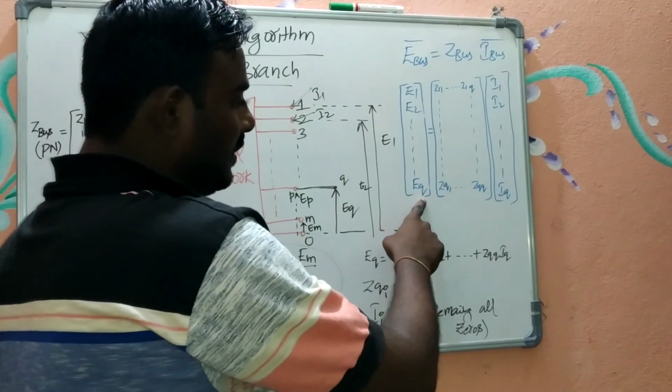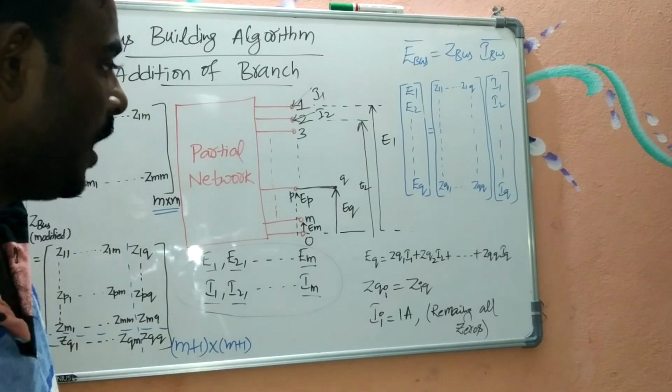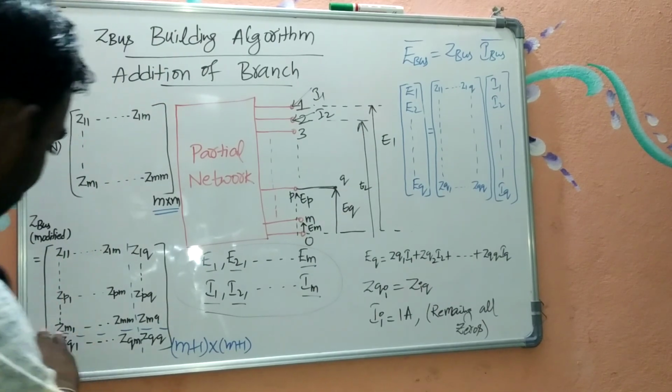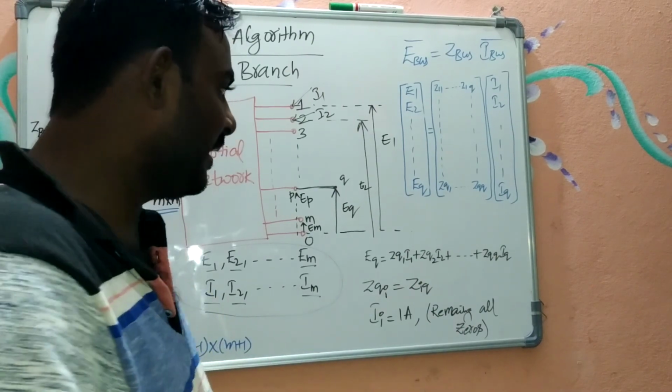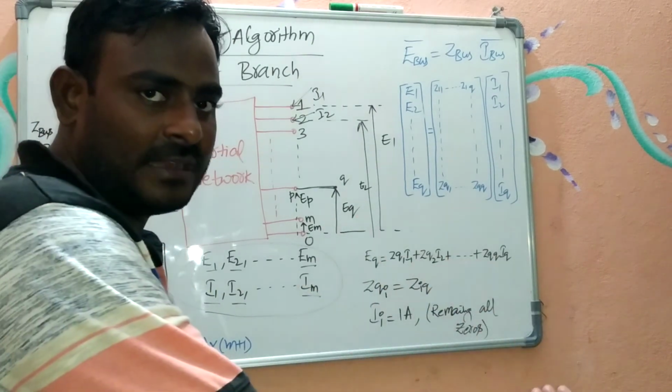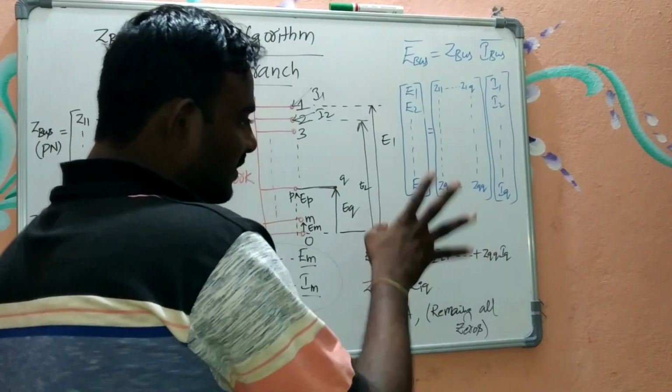Hence, EQ is given and we got IQ. Now, how can I obtain the off diagonal elements and diagonal elements? There is a different procedure in order to obtain the off diagonal elements and the diagonal elements. So that different procedure is like this.